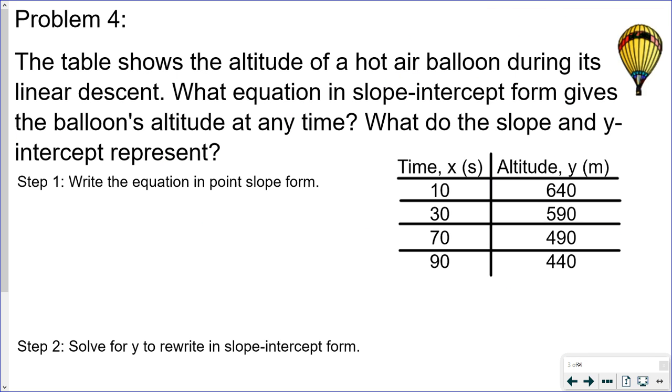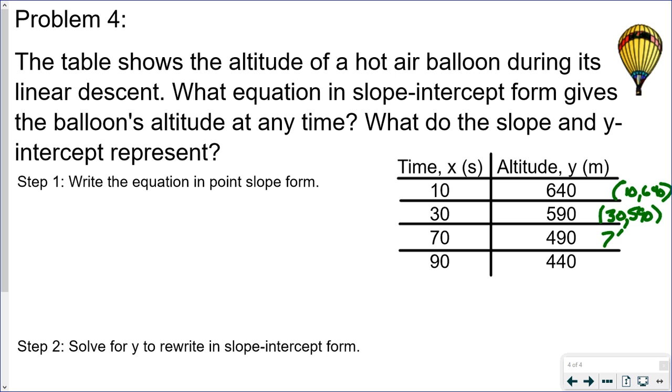So let's look at the last example I have for you. All right, so here they gave us a table that represents linear data, data that graphs as a straight line. And so they want us to write this in point slope form. So all of these represent points. So this here represents the point 10 comma 640. This is an x value, this is a y value. This is 30 comma 590.